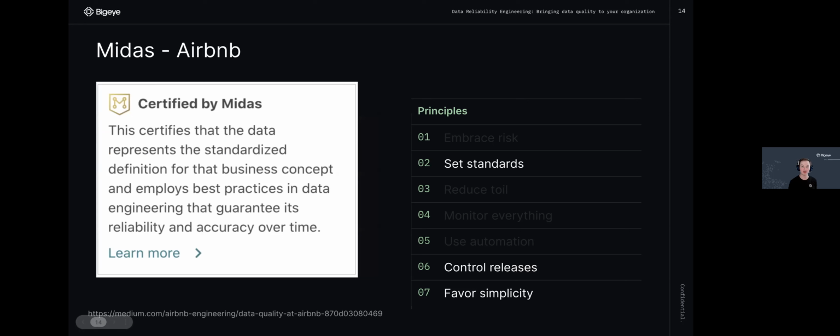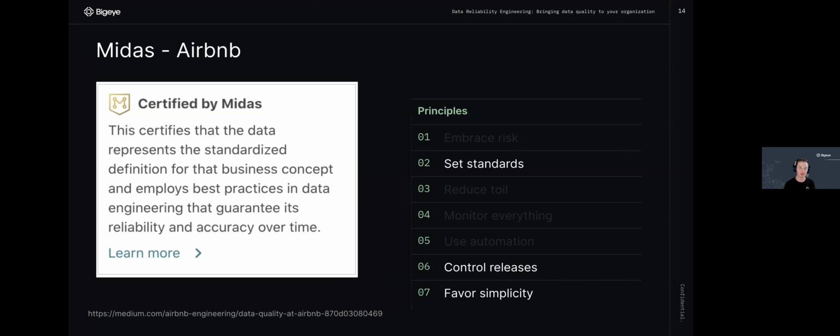Second example of DRE in practice, Airbnb's Midas. So Midas is Airbnb's tool in order to certify data sets as gold. I know some teams call these gold data sets standards, or the core model, core data sets, whatever you want to call this. But the notion of Midas is we want to tell people that this data set has best practices around it, has tests, all the tests are passing, and we can guarantee its reliability over time.